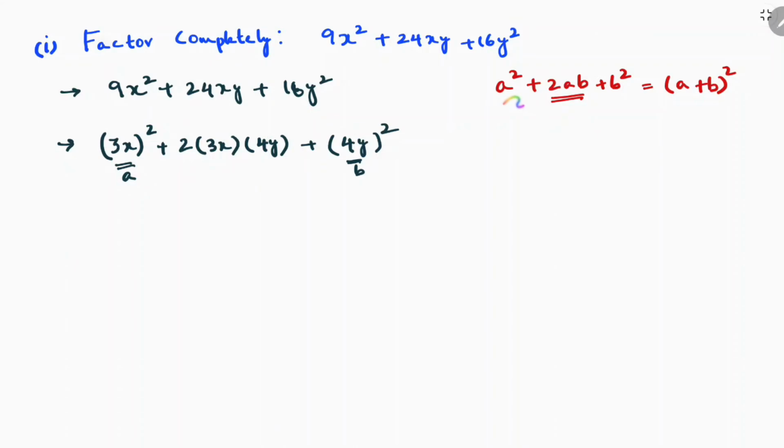So clearly it is in the form of a square plus 2ab plus b square, so I can write it as a plus b whole square. So 3x plus 4y whole square, or you can write it as 3x plus 4y into 3x plus 4y.